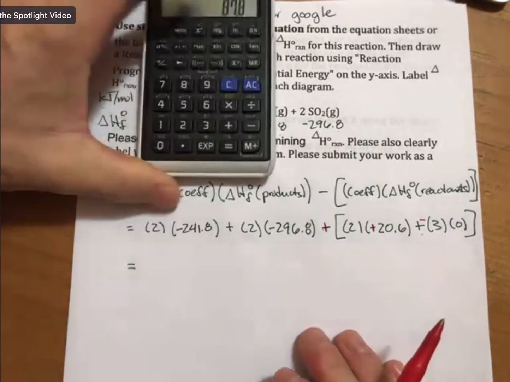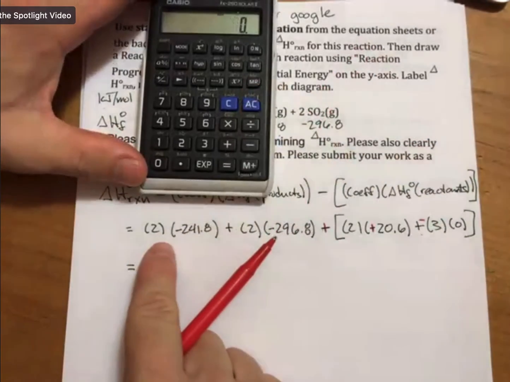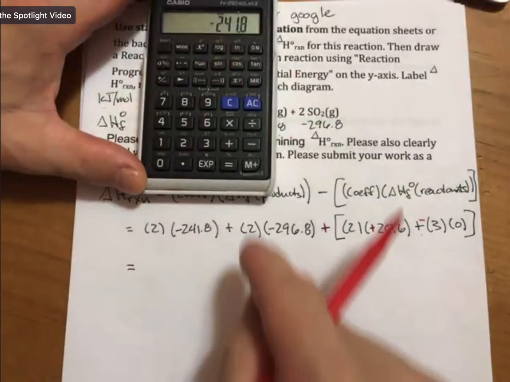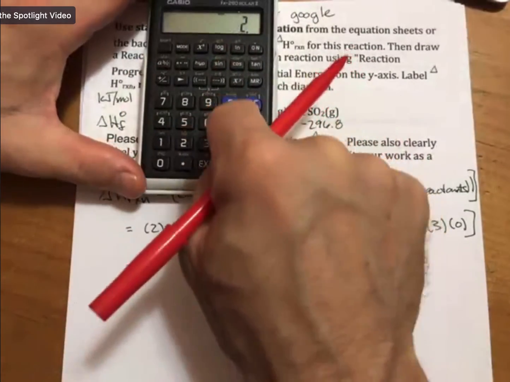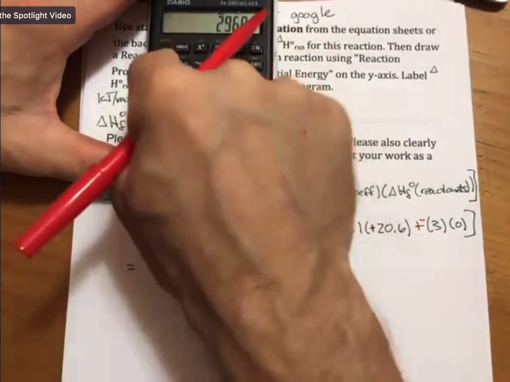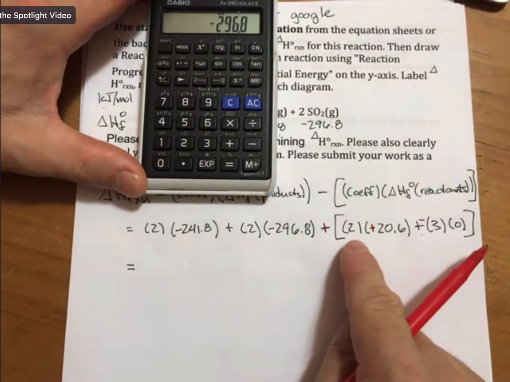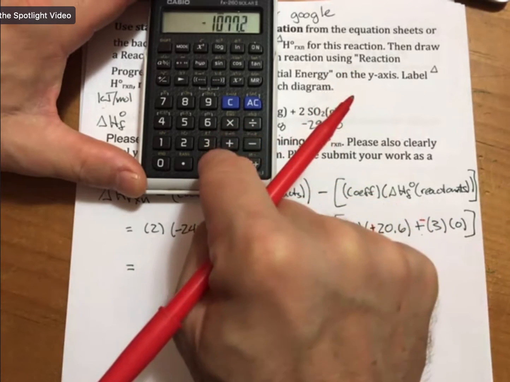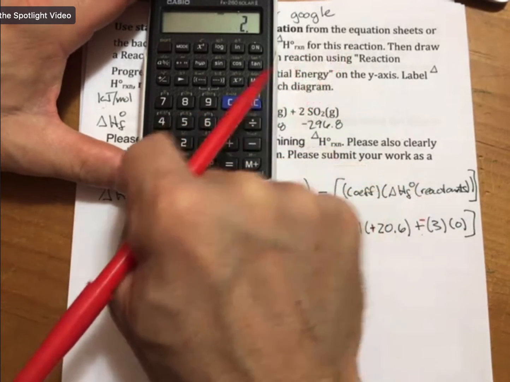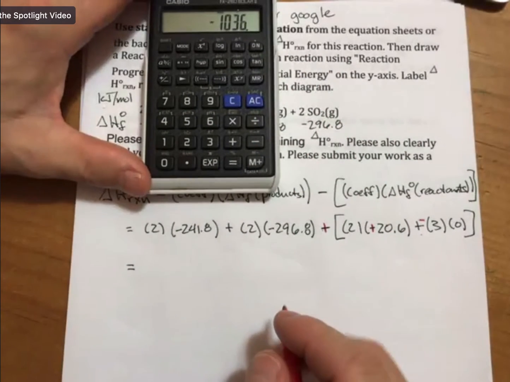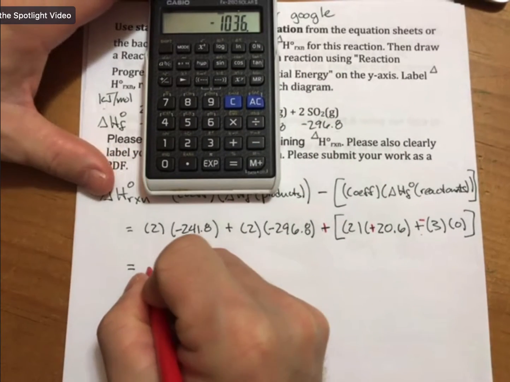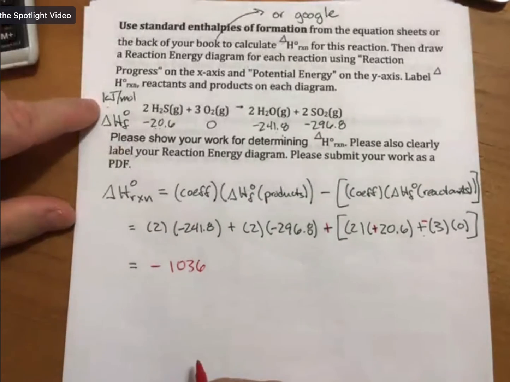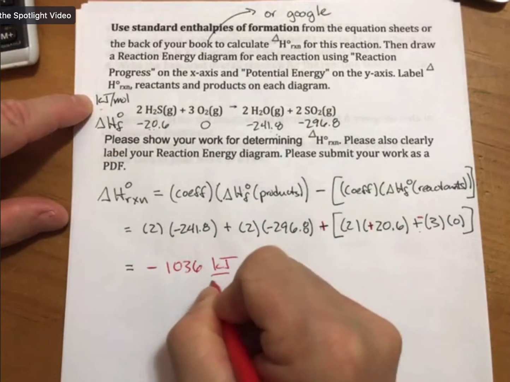And then multiplying all of this out, it's going to be 2 times 241.8 minus plus 2 times 296.8 minus. And now this is going to actually be plus 2 times plus 20.6. And I get minus 1036. And I'll put my units back in. My units for all delta H values are typically kilojoules per mole.